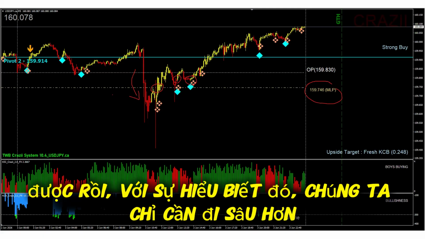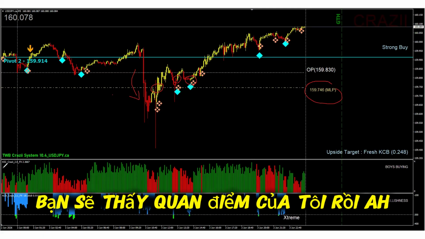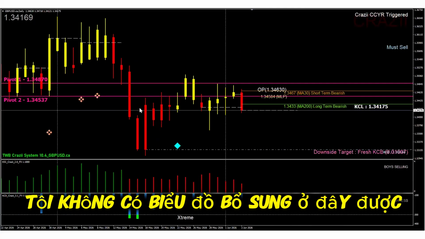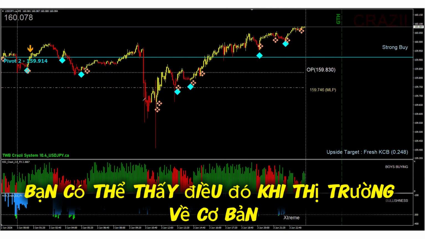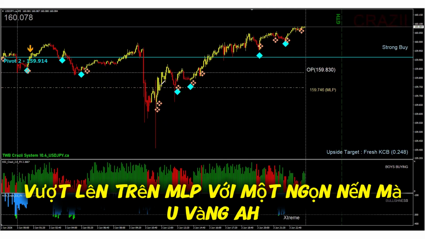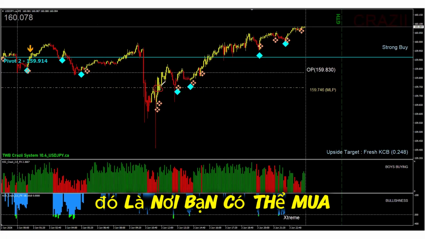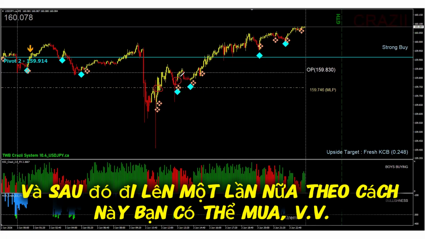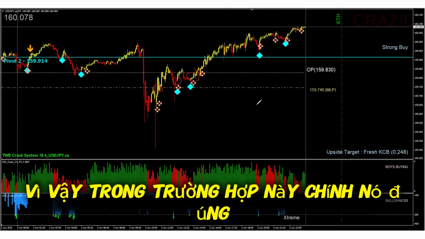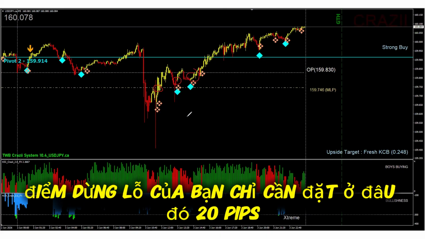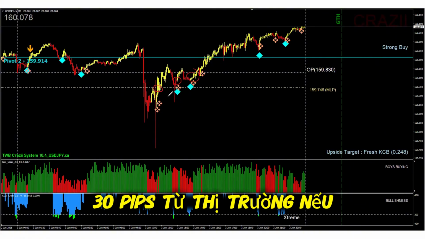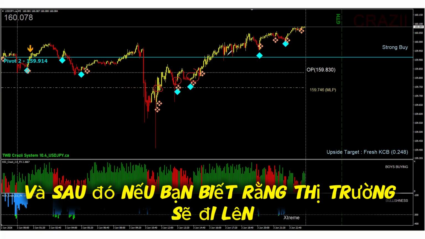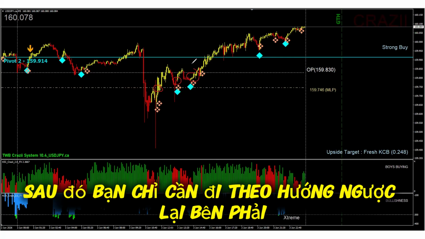Okay, with that understanding, let's go deeper, and you will see my point. Oh, I didn't have the extra chart here, never mind. You can see that when the market goes above the MLP with a yellow candle, that is where you can buy. If the market breaks down below MLP and then goes up again, you can buy this way too. In this case, put your stop loss somewhere 20 pips, 30 pips away from the market if the tail is too far away, and protect your capital. Then if you know the market is going to go up, just follow through the upside.